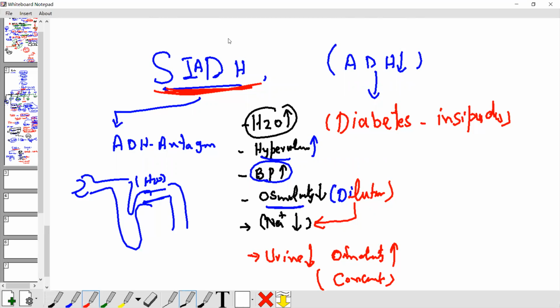Understand? It's SIADH, syndrome of inappropriate ADH, a very high level of ADH. So what you need to do here, you must block the ADH hormone. So I want to use here an ADH receptor antagonist. Clear? We use ADH receptor antagonists for SIADH. What are the ADH receptor antagonists?